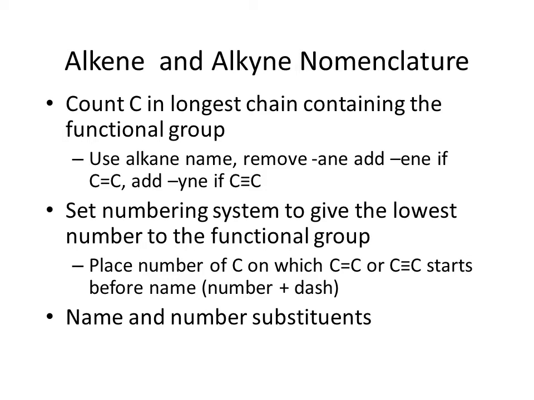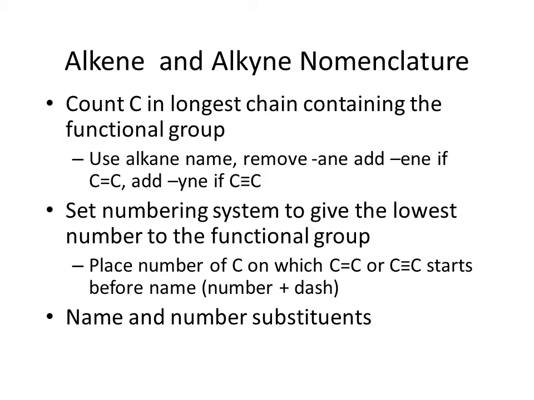If in the longest chain you have a carbon-carbon double bond, then you add the ending "ene." If in the longest chain you have a carbon-carbon triple bond, then you use the ending "yne." Now you always set the numbering system so that the functional group gets the lowest possible number. So count from either end of the chain, and whichever number gives the first carbon in the functional group the lowest number, you pick that numbering system.